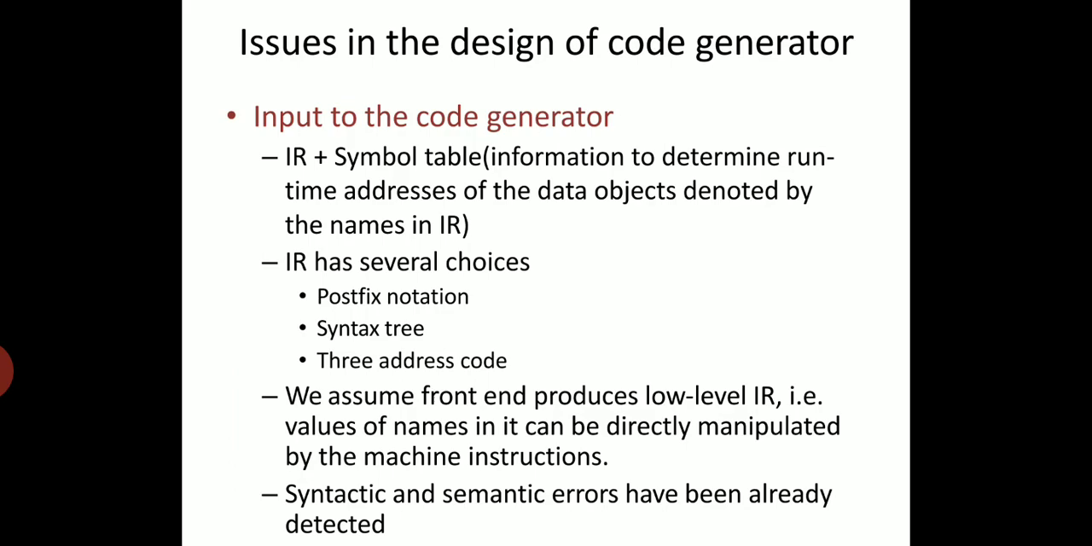So we are assuming that if we provide an intermediate representation as input to the code generator, it contains some names that can help the code generator to produce the machine instruction. Also, it is ensured that all syntactic and semantic errors have been detected.